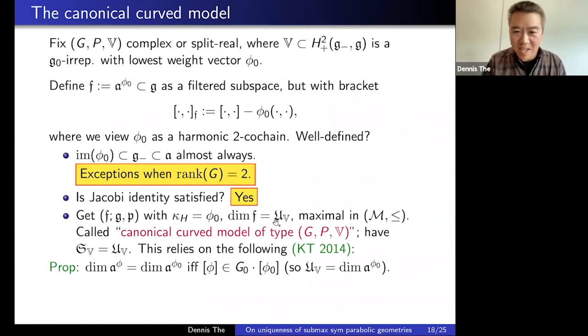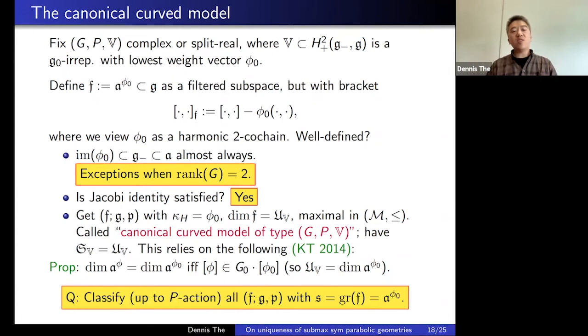Okay, this relies on the following facts. In terms of identifying what this is, how do you compute it in practice? Remember, the inputs for these can be any non-zero vector in either V or all of H2 plus. Turns out this is maximized on lowest weight vectors. So you only need to test lowest weight vectors, or rather, anything in the orbit generated by these things.